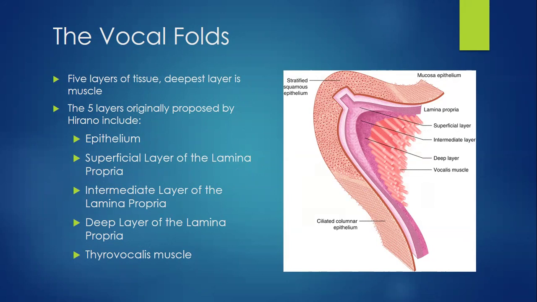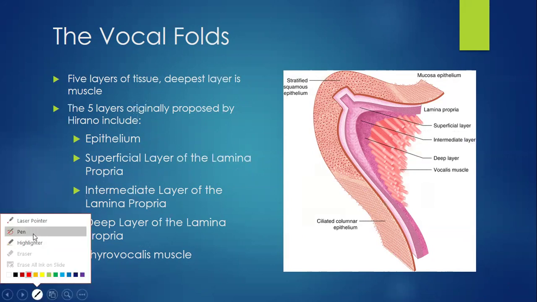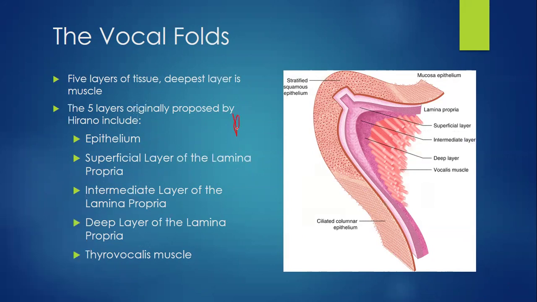So of all these, I want you to remember them, but I want you also to remember that the superficial layer of the lamina propria is also called Reinke's space. All right. So the superficial layer of the lamina propria is also called Reinke's space. Remembering that is very important because we're going to talk about Reinke's edema, and I want you to be able to remember what that is. So Reinke's, this is how Reinke is spelled. All right.